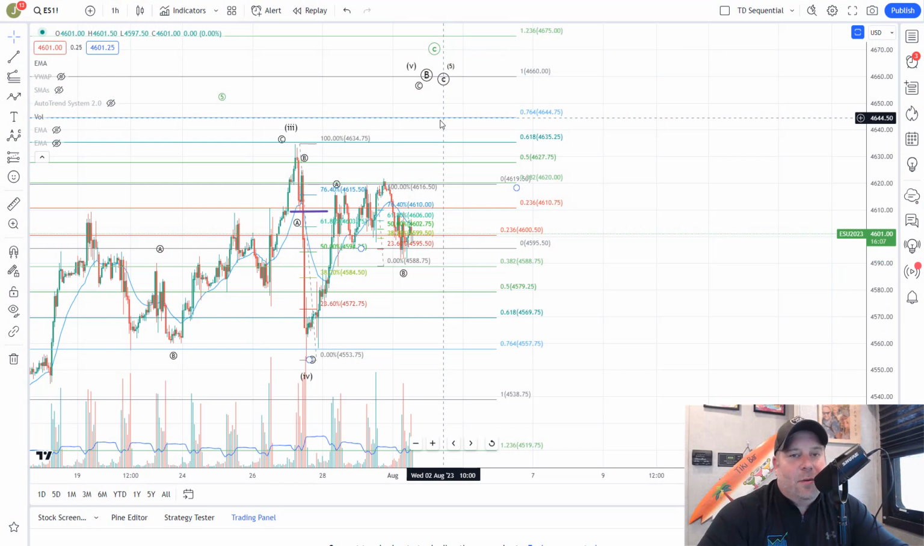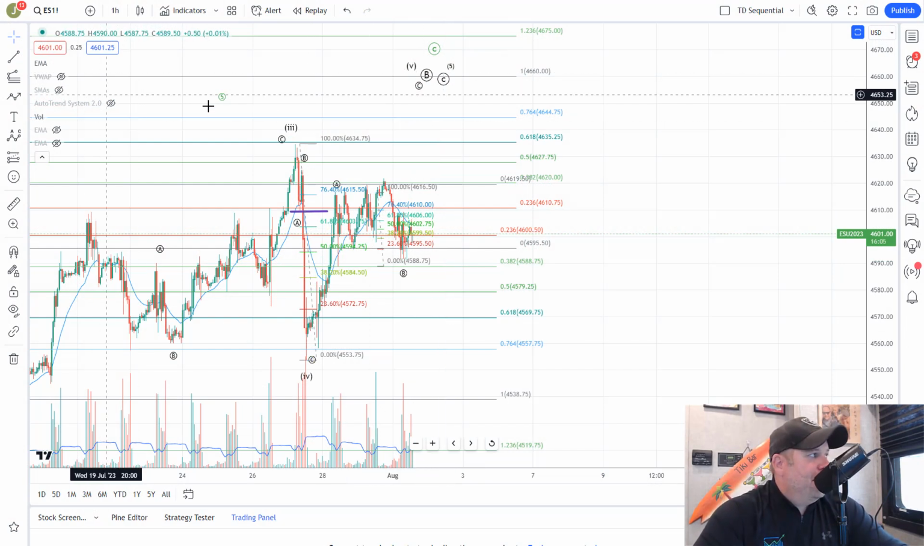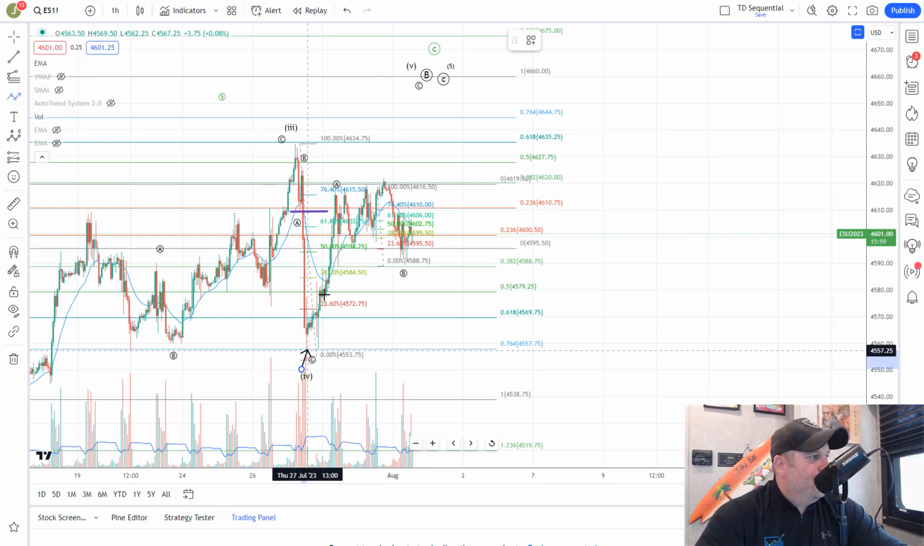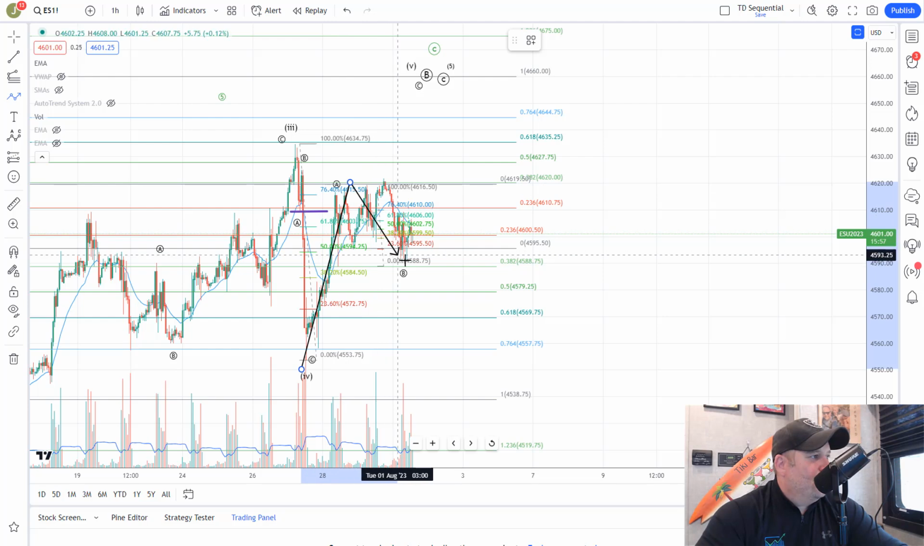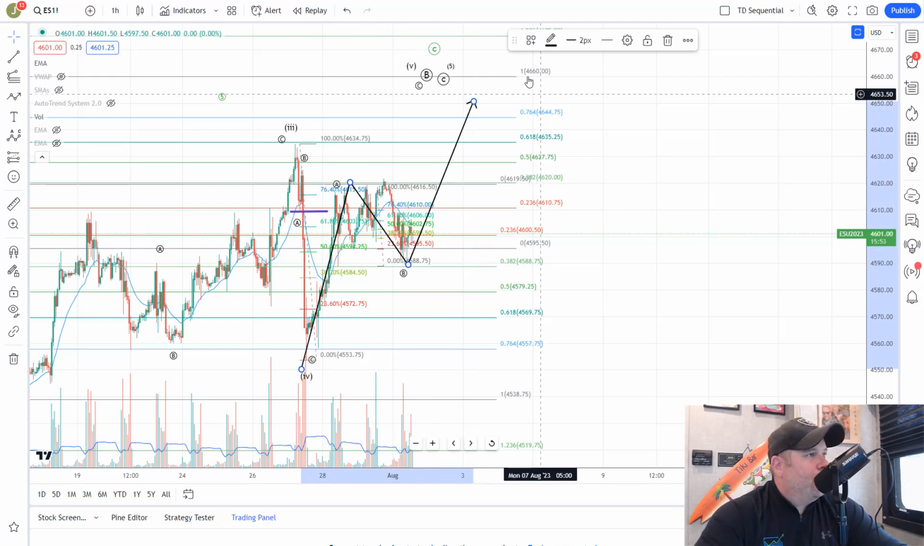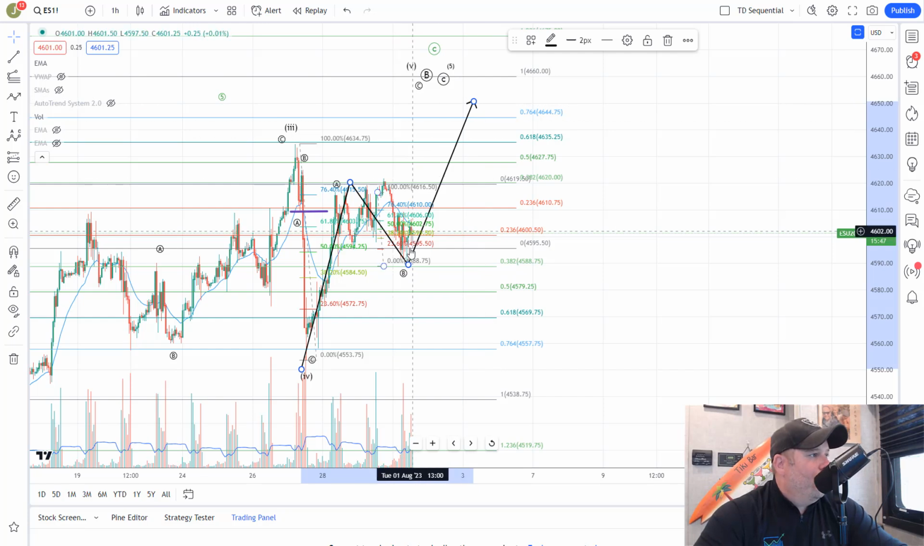Okay, guys, so here we are on the 1 hour futures chart for the S&P 500. And today's move down really didn't change a whole lot in the chart. We're still looking at this as wave 4. We're looking at this as a diagonal to the upside and an ABC to complete wave 5. And that should target the 4644 to 4660 area.